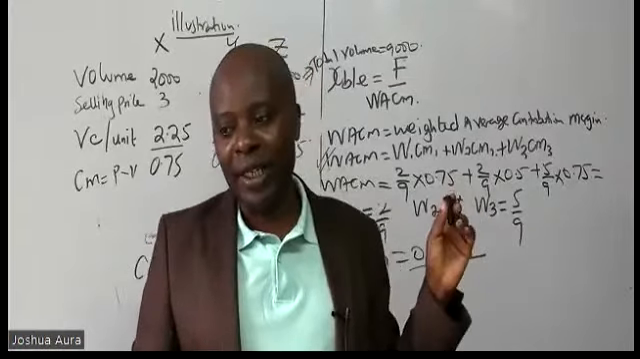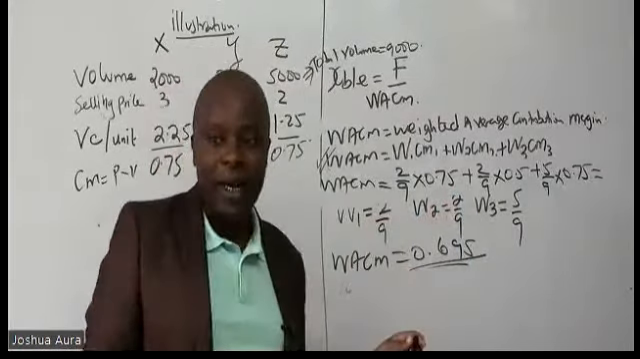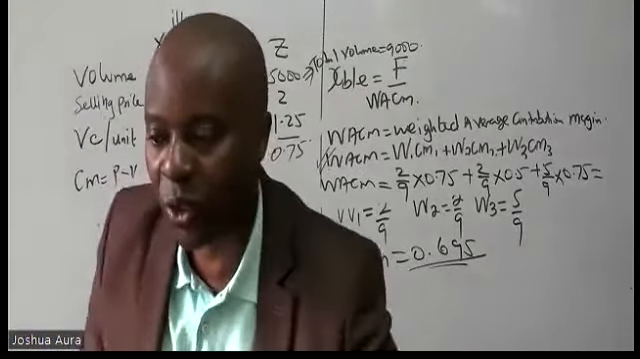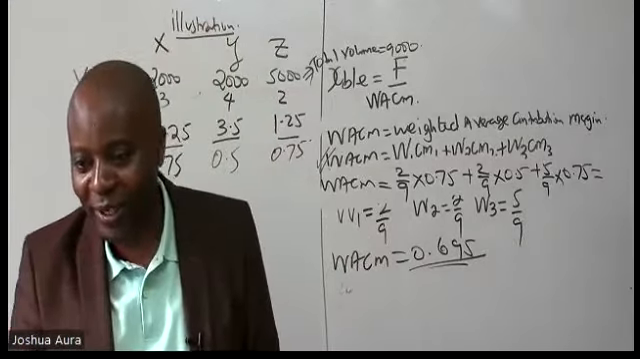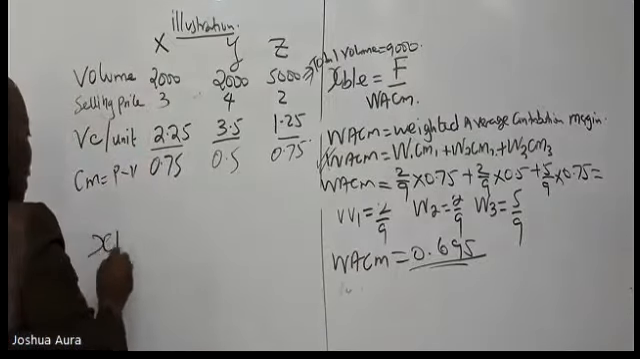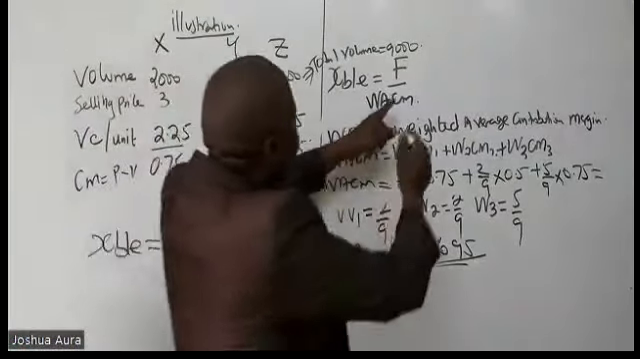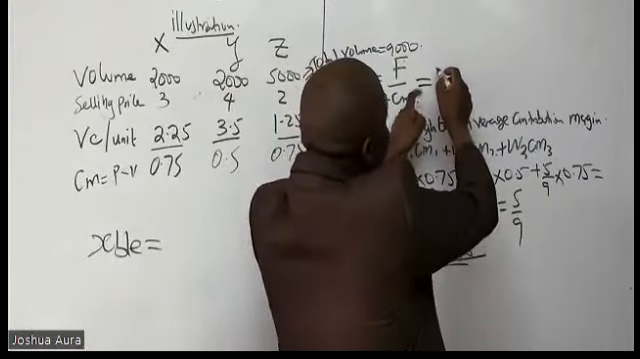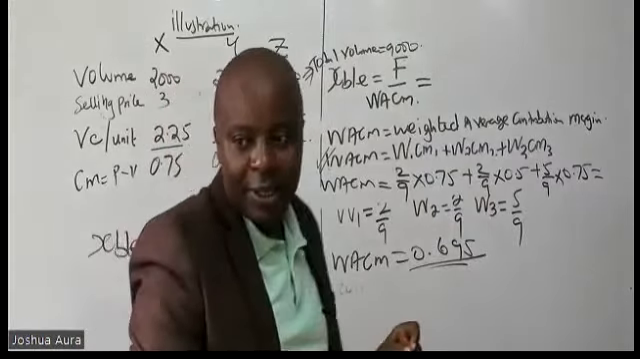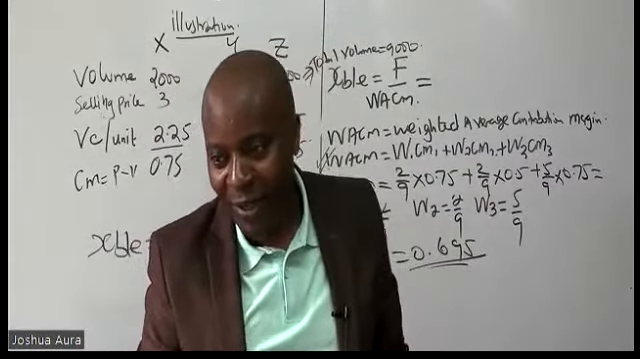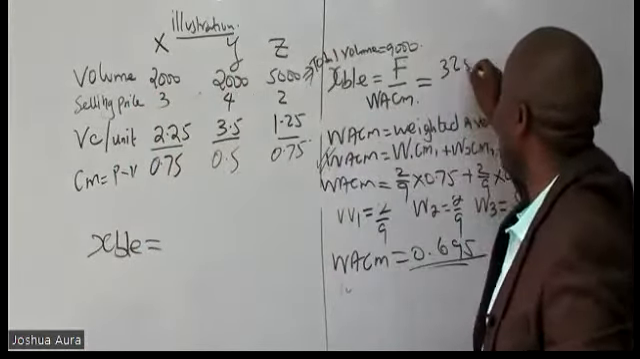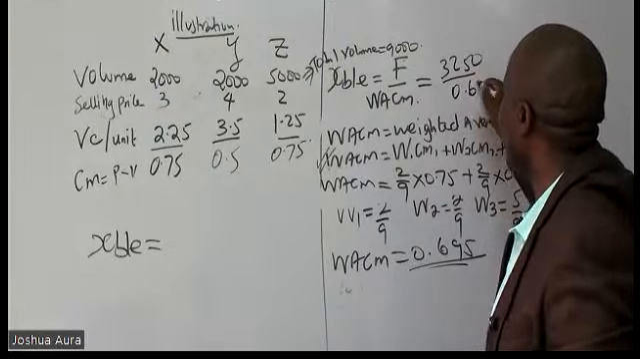So now all of us are getting 0.695. It's not lost on us what they really want us to get. What these guys want us to get, ladies and gentlemen, is this simple thing: X break even. They've just said here that X break even is the fixed cost over the working. The fixed cost amount for the firm is 3250. So this will be 3250 divided by our 0.695.